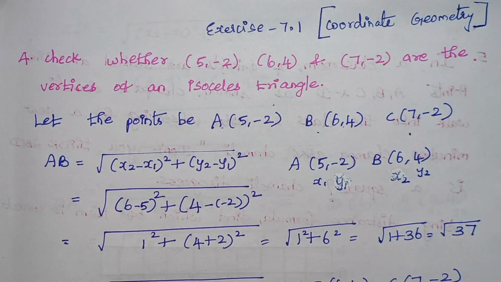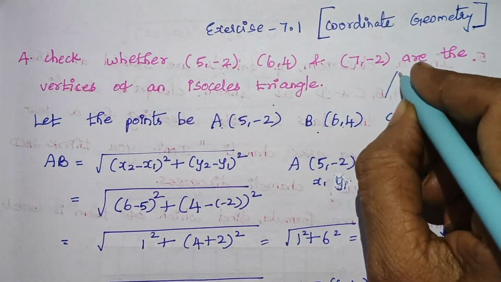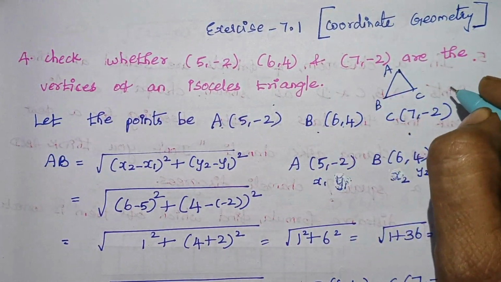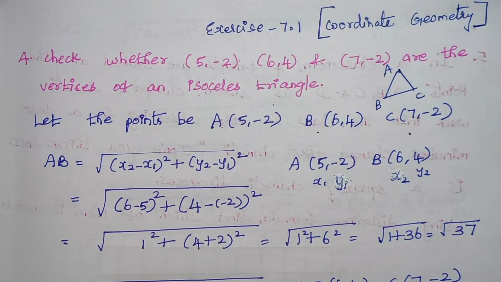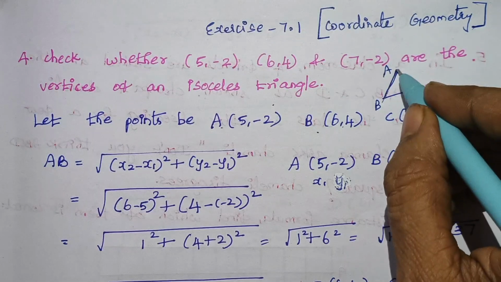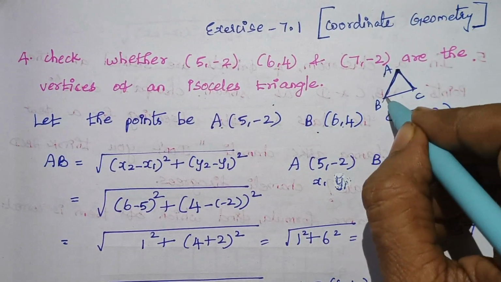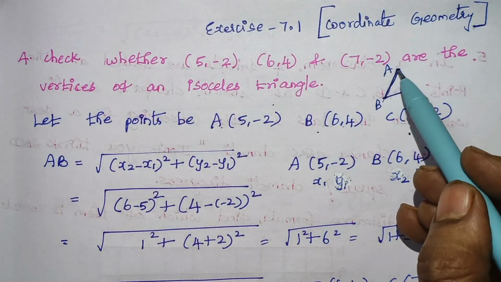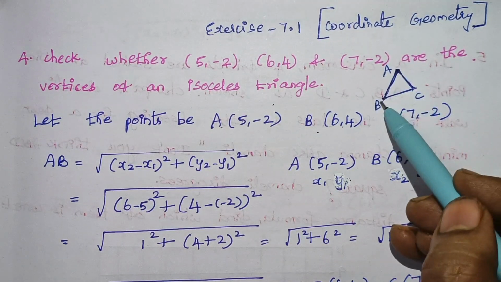What do you mean by isosceles triangle? An isosceles triangle is one whose two sides are always equal, right? So let this be our triangle A, B and C. In order to check whether the given triangle is isosceles or not, we should know the length of AB, AC as well as BC. So by using the distance formula, we are going to find the length of AB.